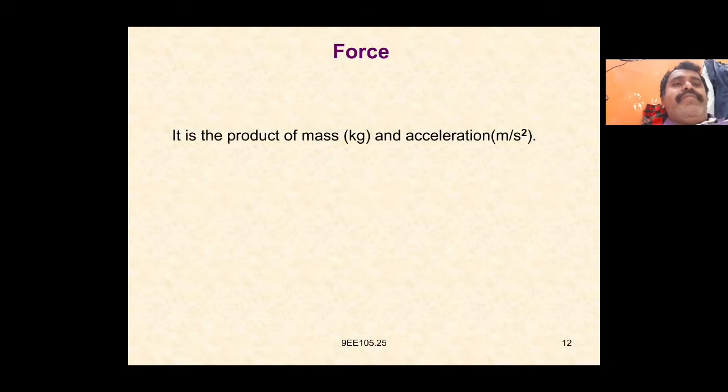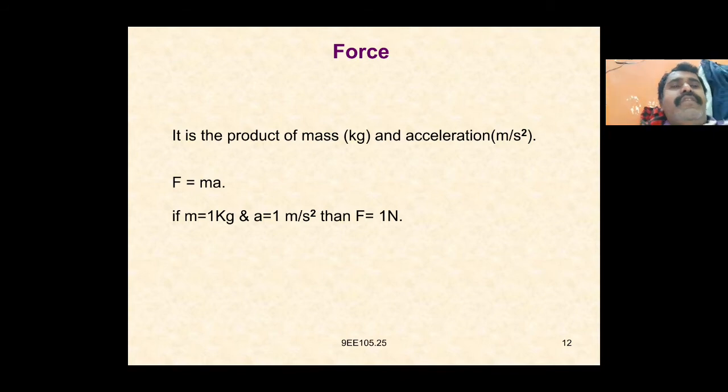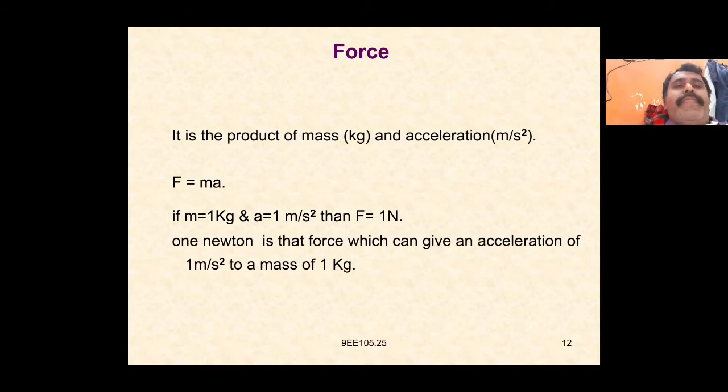Force is the product of mass and acceleration. F is equal to ma. If m is equal to 1 kg and a is equal to 1 meter per second square, then F is equal to 1 newton. 1 newton is that force which can give an acceleration of 1 meter per second square to a mass of 1 kg.